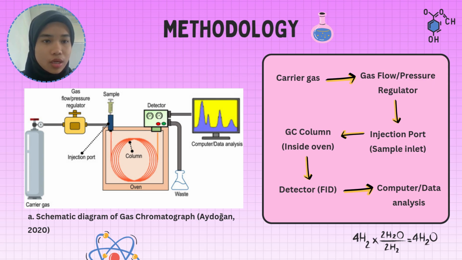At this point, the injection port is maintained at a high temperature so the liquid sample instantly vaporizes. Once it vaporizes, the sample enters the GC column, which is located inside a temperature-controlled oven. This is where the real separation happens. After separation, the compounds exit the column and reach the detector, specifically a flame ionization detector, or FID. Finally, the signal from the detector is sent to the computer, where the data is processed and displayed as a chromatogram.